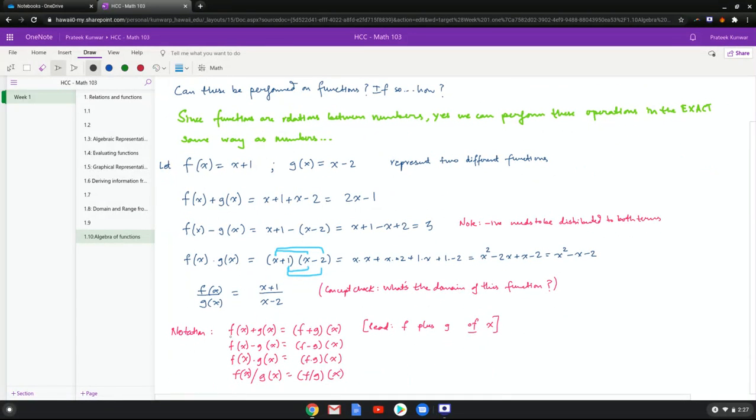Now, notationally, because it works so nicely, the addition can also be written as addition of the function. So we read this as f plus g of x, right? So the sum of functions is the same as the function of the sum, right? Similar with subtraction, multiplication, division. So that's it. It's pretty simple. The same as when you work with numbers.